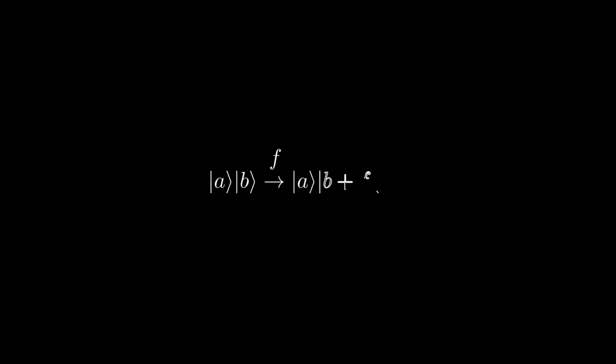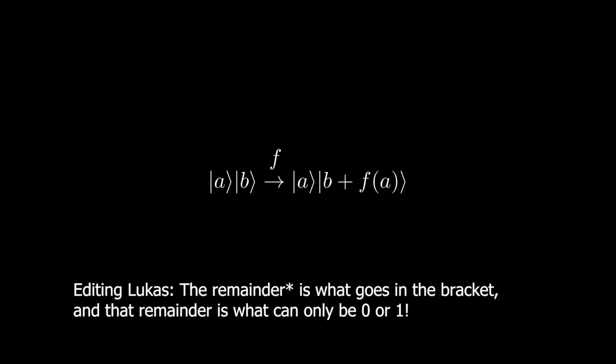When we apply our function to an input configuration AB, we map the general state AB to the state A, B plus f of A. Here, the B plus f of A is modulo 2, meaning that the result is divided by 2, which can only be 0 or 1.